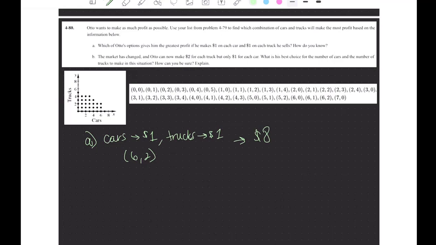All right. So now let's change it up a little bit. The market has changed. Go figure. It's been changing daily for us this year. Now Otto wants to make $2 for each truck, but only $1 for each car. What's the best choice? So now for our car, we're still going to get $1 profit, but for our trucks, we're going to make a $2 profit.